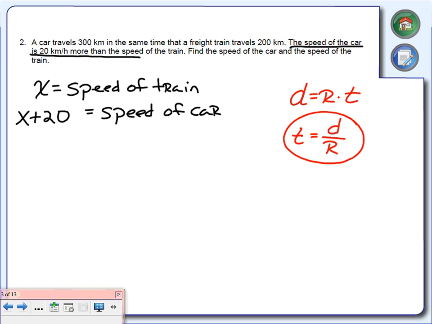All right, so let me go back over here. Notice the first sentence. The first sentence says that a car travels 300 kilometers in the same time. That's the key part here. In the same time that a freight train travels 200 kilometers. So they're traveling at the same time. So the time of the train is going to be equal to the time of the car. 2 times are equal to each other. That's what this says right here. Times are the same.